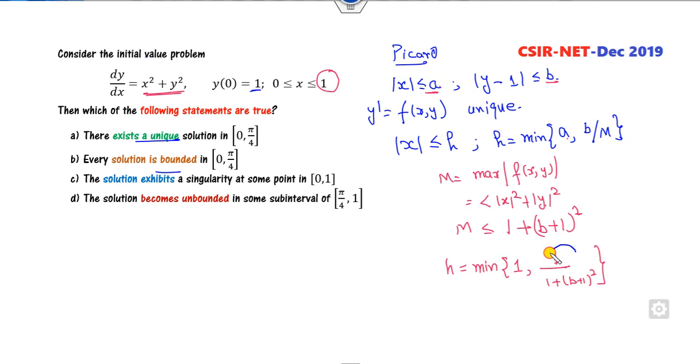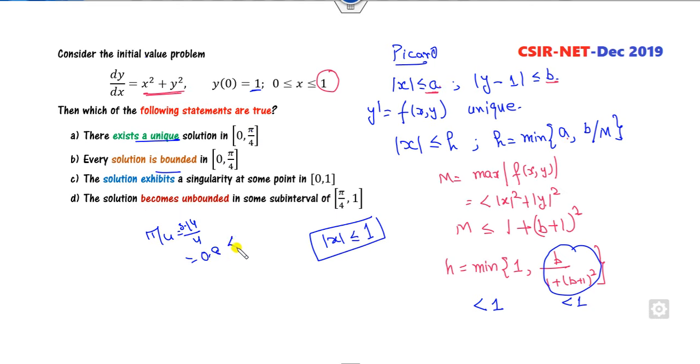Now clearly this number is less than 1. So the answer is less than 1. So it means mod of x is less than 1 is the right answer. So clearly, what is the pi by 4? Pi by 4 is 3.14 divided by 4. It's 0 point something which is less than 1. So it has a unique solution. According to Picard's, this also has a bounded solution.